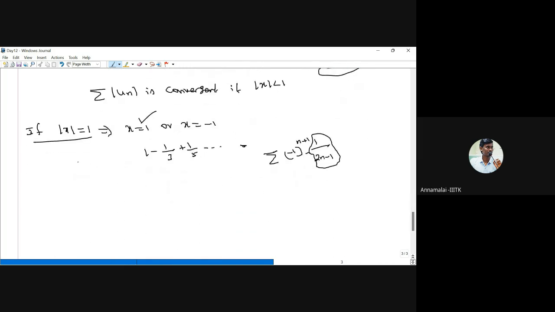So if you take x equal to -1, you will get the series -1 plus 1 by 3 minus 1 by 5 plus 1 by 7 and so on. So again, this is an alternating series. We can write, instead of n plus 1, just the power n into 1 by 2n minus 1. Again, we are taking only this. This is always positive, decreasing, and converges to 0. Therefore, by Leibniz theorem, this converges. Even for x equal to -1, this series converges.